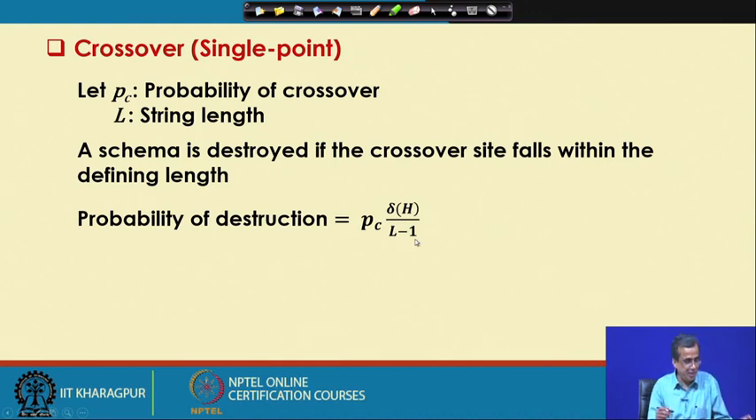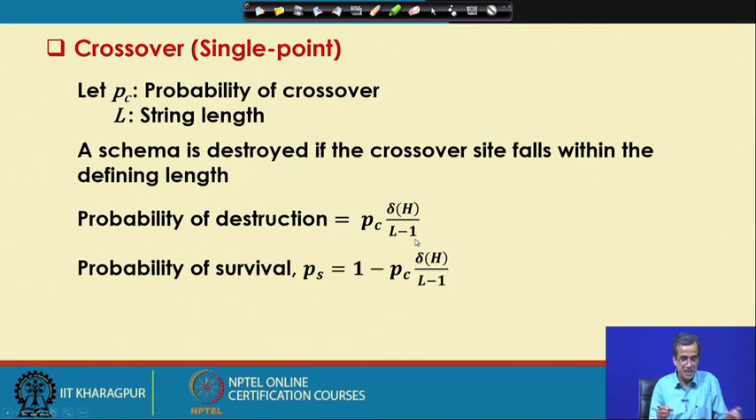Now, if this is the probability of destruction, very easily you can find out the probability of survival, that is P s, which is 1 minus P c multiplied by delta H divided by L minus 1. So, the probability of survival is 1 minus the probability of destruction.